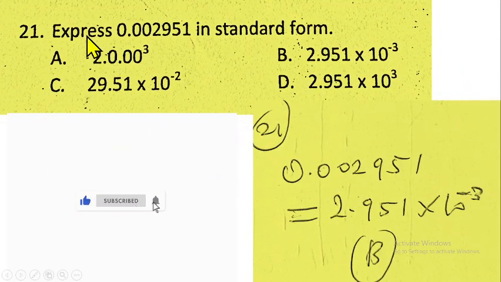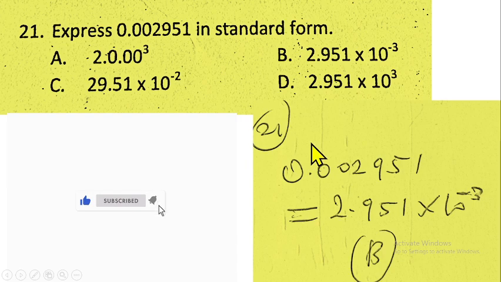Question number 21, you have to express 0.002951 in standard form. It's quite simple. All we need to do is to move the decimal point to between 2 and 9. So we have 1, 2, 3. So we have 2.951 times 10 raised to the power minus 3, because we moved the decimal point 3 times to the right side. So that will give us option B as the correct option.